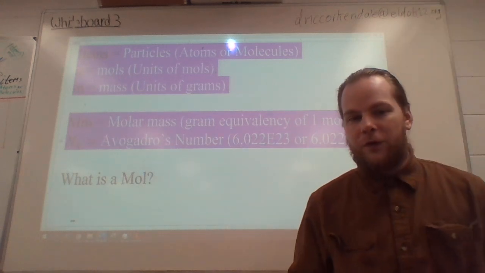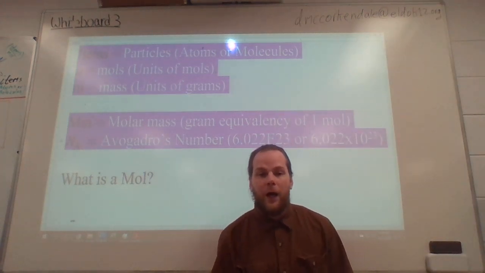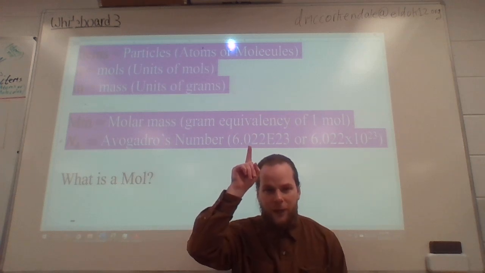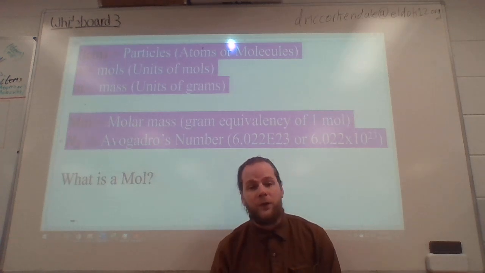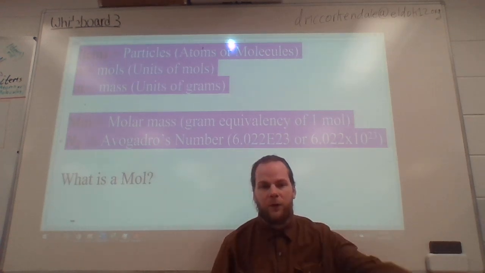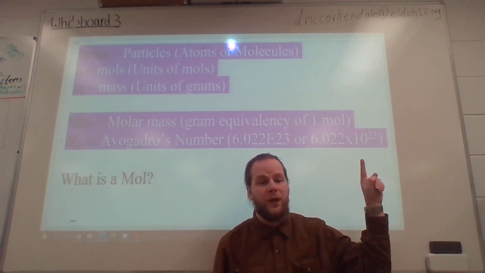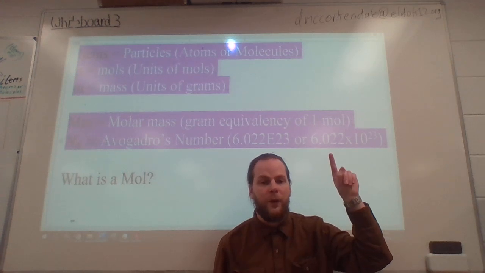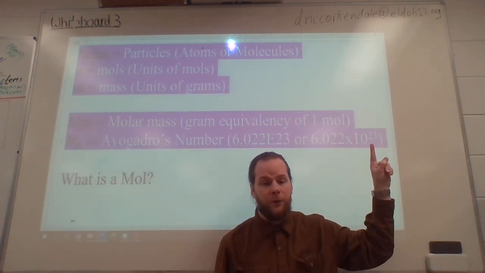So Avogadro's number is a value that we are going to use quite a bit. This is Avogadro's number. Now, you might not recognize the E if you're not used to seeing it written like that, but this number is in scientific notation. This is the normal way. You might be more used to seeing a number like this written: 6.022 times 10 to the 23rd.